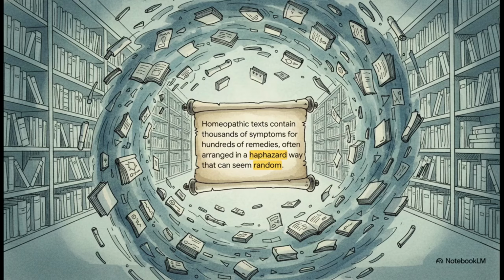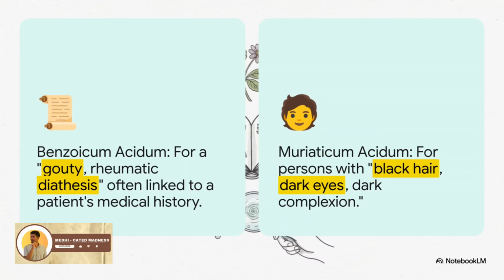And this is where it gets really, really interesting. Check this out. Even within the same acid family, you see two totally different types of people. On the one hand, benzoicum acidum is for a gouty rheumatic diathesis, which is a fancy way of saying someone has a deep-seated tendency for those issues. The source even links this to their past or inherited medical history, that miasmatic background we just mentioned. But then look at muriaticum acidum. It's all about physical appearance: black hair, dark eyes, dark complexion. This just shows you how specific and how different the starting points can be.